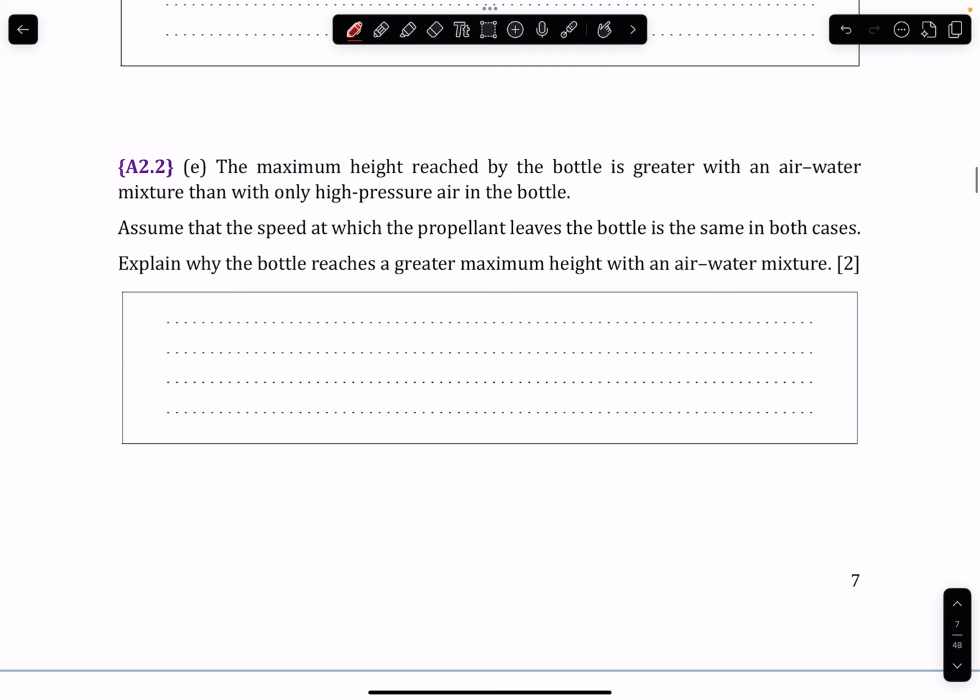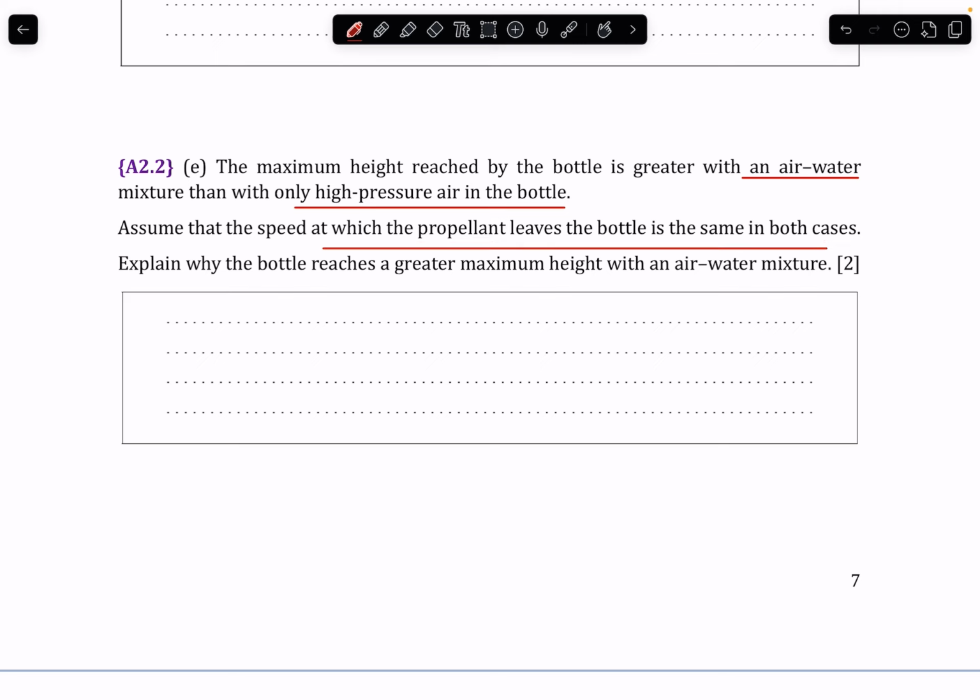The next question asks, the maximum height reached by the bottle is greater with an air-water mixture than with only high-pressure air in the bottle. Assume that the speed at which the propellant leaves the bottle is the same in both cases, okay? So if the velocity is the same, we can just say the change of momentum is equal to mass times change in velocity, right? So momentum equals mass times velocity. So velocity is constant, it doesn't change, right?